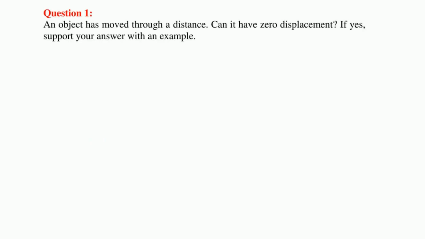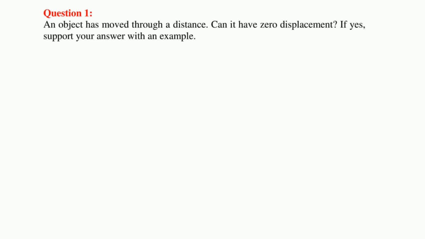The first question is: an object has moved through a distance. Can it have zero displacement? Understand? An object has moved through some distance, that means it has traveled. Now the question is, can it have zero displacement? Support your answer with an example.